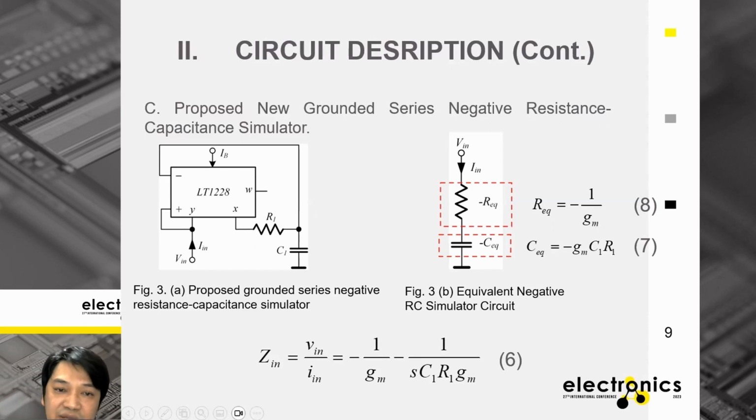As I described in the last presentation, the value of the equivalent negative capacitance and resistor described in equations number 7 and number 8 is a significant advantage of the design, because those values can be electronically adjusted by the external bias current IB.